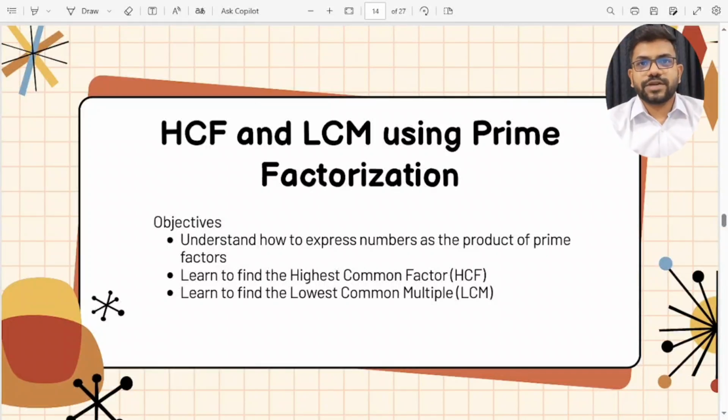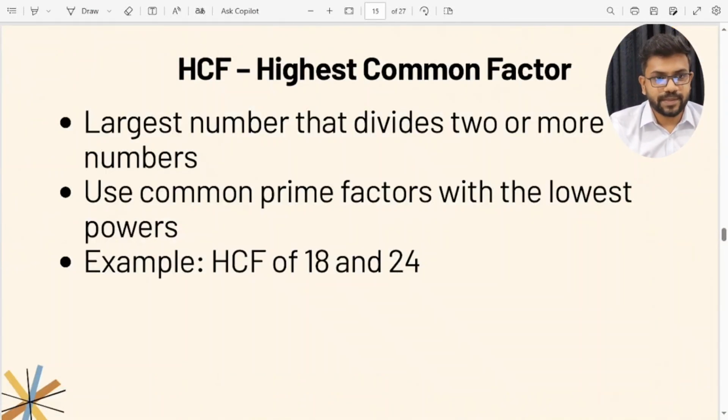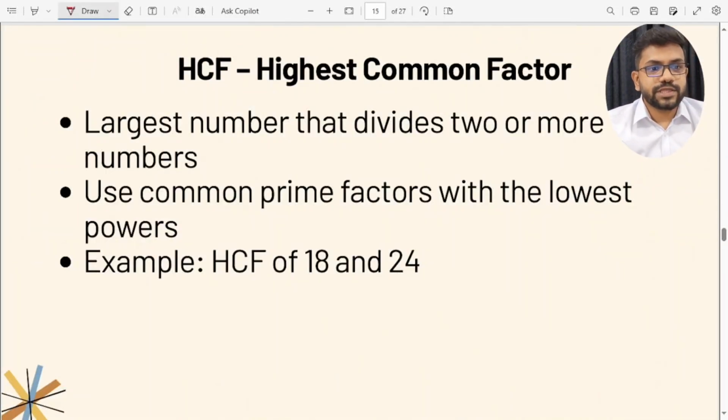All right, let's learn about HCF and LCM using prime factorization. We'll be learning how to express numbers as a product of its prime factors, and we'll be looking into some examples of HCF and LCM. To begin with, HCF full form is highest common factor.